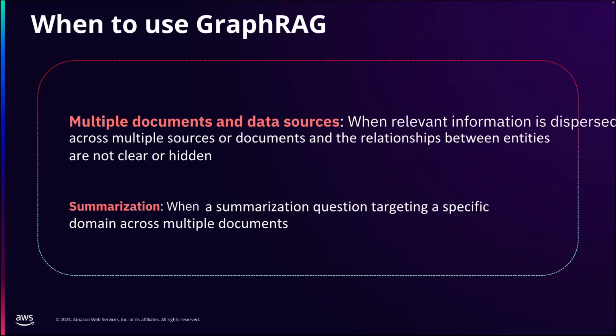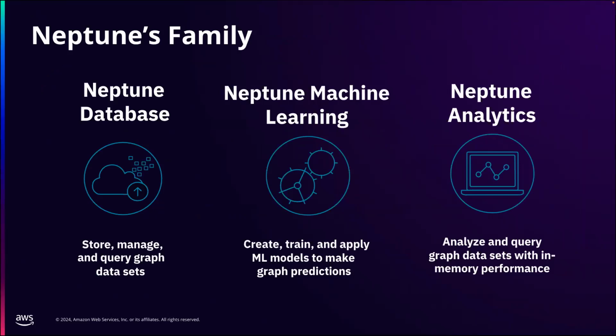And summarization. If you have multiple documentation and the entities are more, the summarization will be faster if you are using a GraphRAG. Let's see why that is. And what kind of graph database options do we have in Amazon? We have Neptune Database, Neptune Machine Learning, and Neptune Analytics. Neptune Analytics is what we are going to look at.